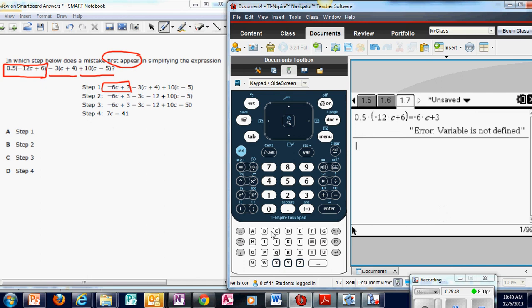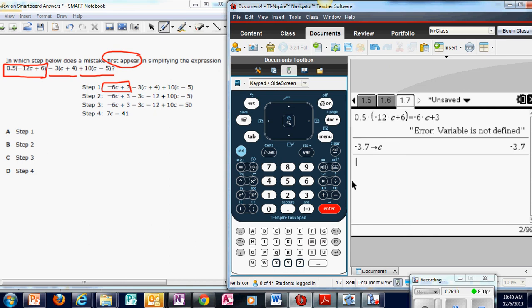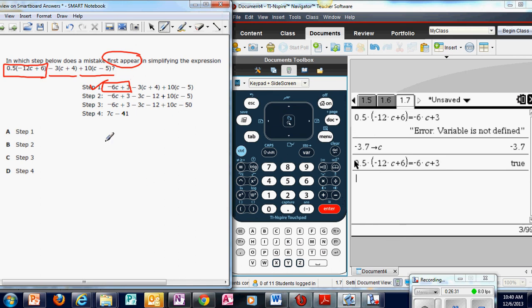So let's hit OK. And I'm going to pick a weird number. I'm not going to pick 0, 1, 2. I'm going to pick negative 3.7. And I'm going to assign that, so control the var button, because that's what store is, as C. So now every time on this calculator page that I type a C, it thinks I'm typing a negative 3.7. So now instead of retyping all of this, I'll just up arrow, highlight the problem, and hit enter. Now that I've already assigned negative 3.7 for the value of C, it plugged it in, and yes, this works. So that means there was nothing wrong with step 1.